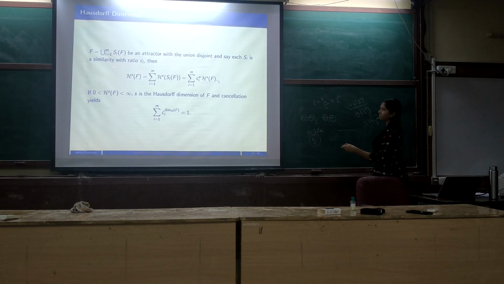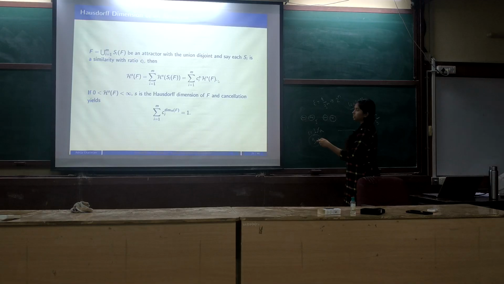So basically your Hausdorff measure of F will be equal to the summation of Ci power s times Hs of F.